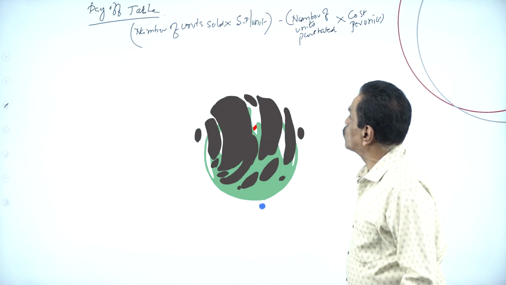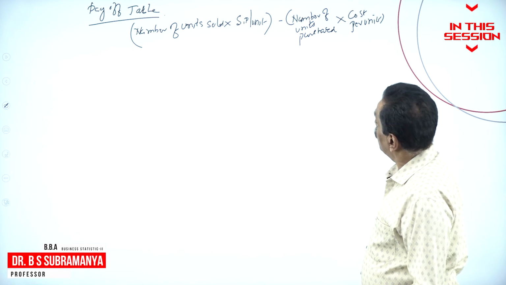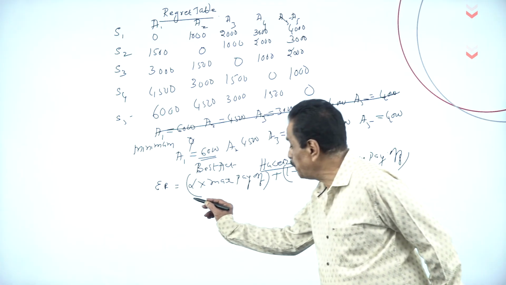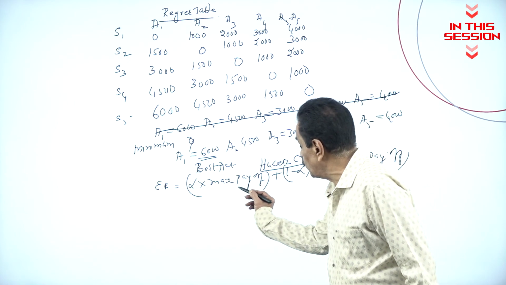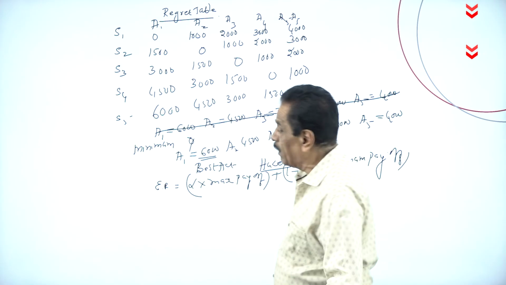Number of units sold into selling price per unit, number of units purchased, cost per unit. The expected return is equal to alpha into maximum payoff plus 1 minus alpha into minimum payoff.